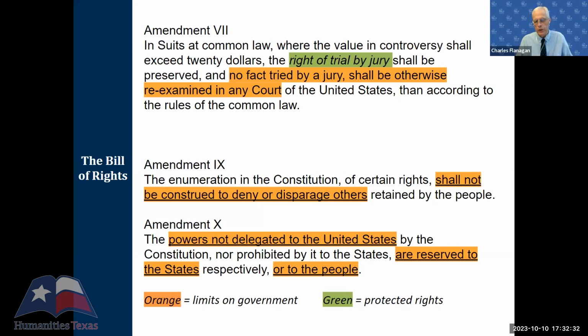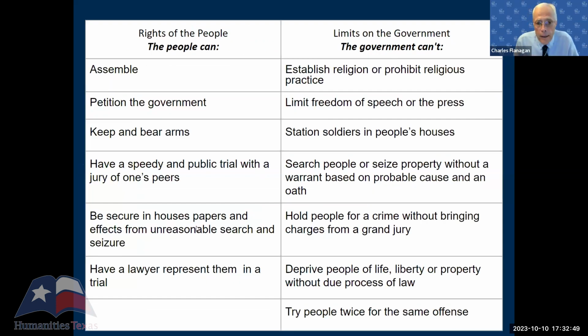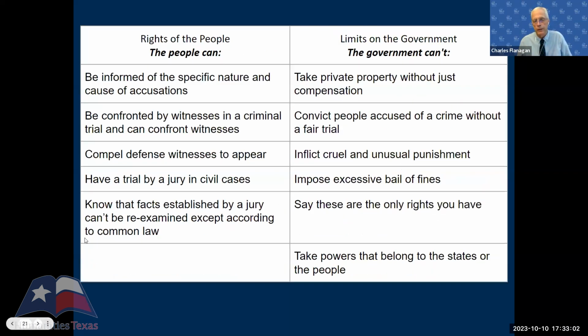But first, I want to show you this so that we know what's in that document that we're wrestling with. Well, when the kids have done this color coding, then they extract from it 2 columns, the rights of the people and the limits on the federal government. So let's go look at what you get. The people can assemble, petition the government, keep and bear arms, have a speedy public trial with a jury of one's peers, be secure in houses, papers, and effects from unreasonable search and seizure, have a lawyer represent them in a trial. And there's more.